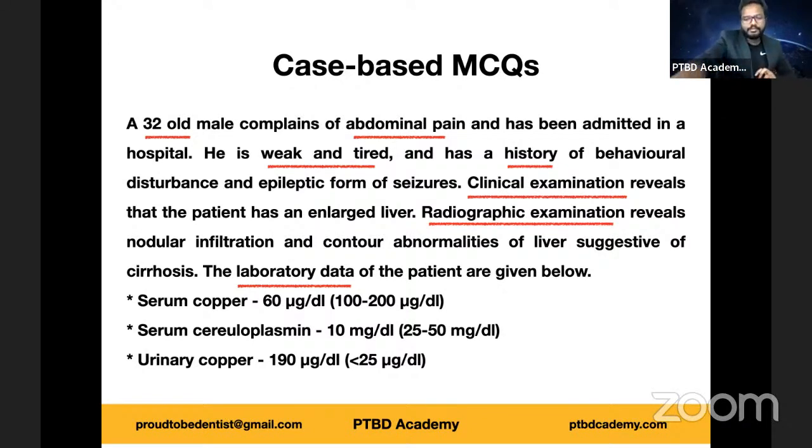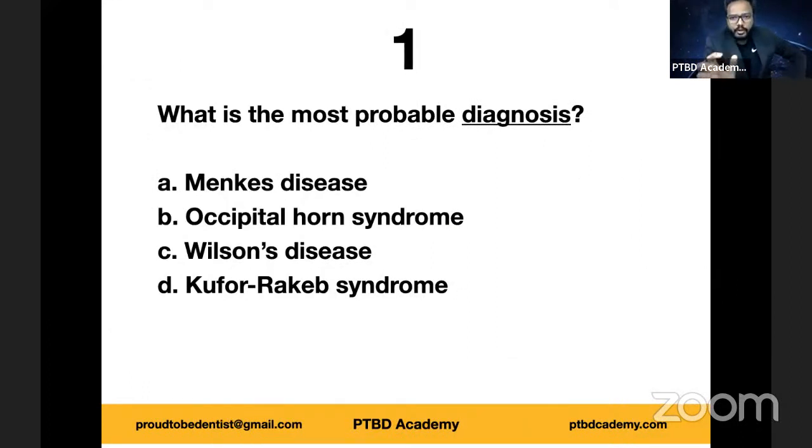Yes, so let's go ahead with our first question. What is the most probable diagnosis? Menkes disease, occipital horn syndrome, Wilson's disease, Kufer-Rackeb syndrome. I'm sure of all these options, one of the options you are very much familiar with, even though that's one of the rarest forms of the disease. So which one do you think is the more appropriate answer?